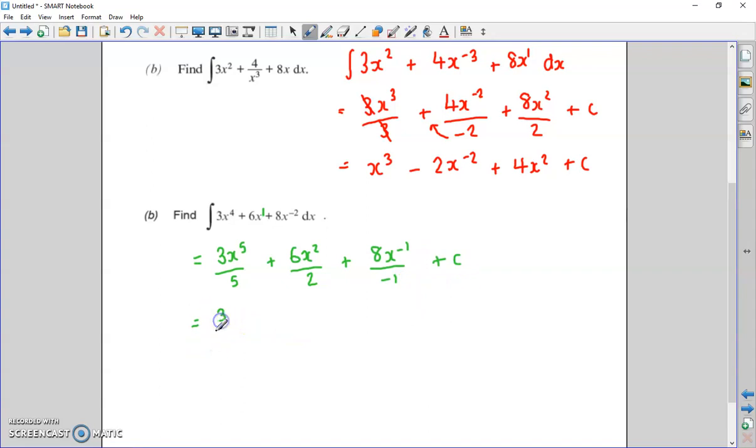And tidying that up then, 3/5 x to the power of 5. 6 over 2, well, that's just 3 really, isn't it? So 3x squared. I'll bring the minus up. 8 divided by 1 is just 8. Not really dividing, is it? And that's how you do an indefinite integral. Raise the power by 1, divide by the new power. They can be a little bit tricky with fractional powers, but that's the basic rules.